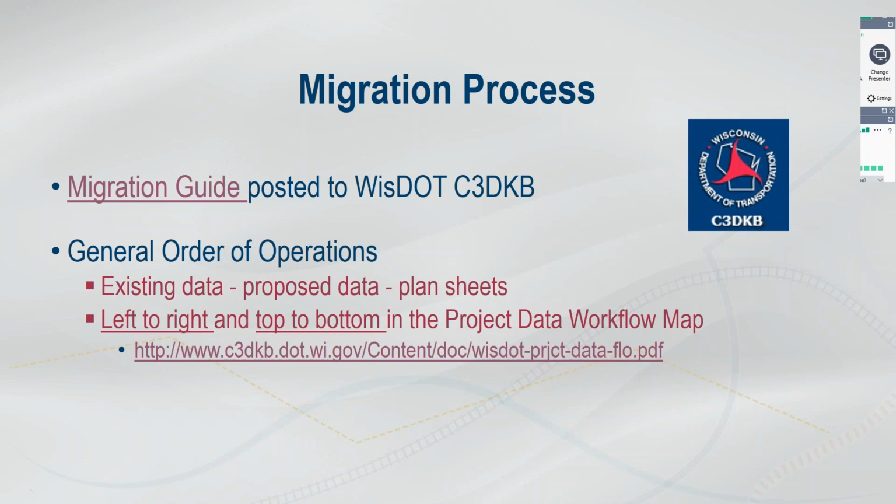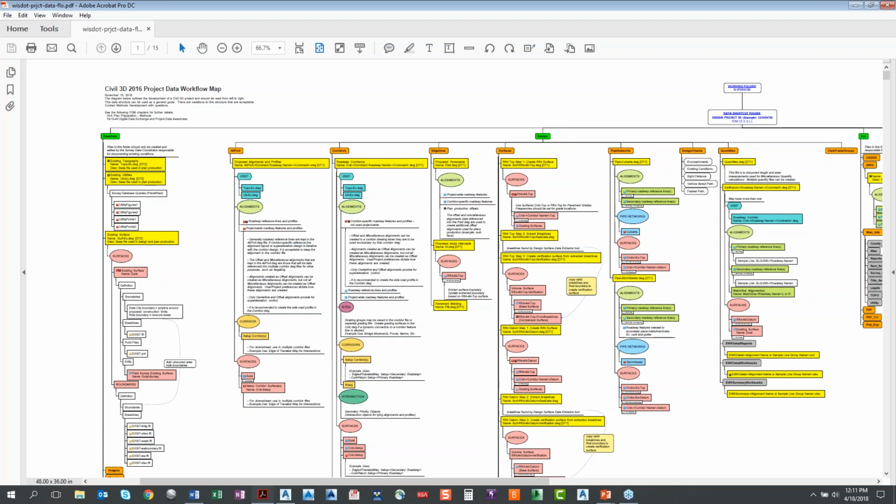Generally, the order of operations is extremely important in the migration process. It is typically the best practice to work from top to bottom and left to right in the project data workflow map, which is posted on the Civil 3D knowledge base. Here's the PDF of the project workflow map. As I said, work from top to bottom, left to right in the workflow for the conversion.